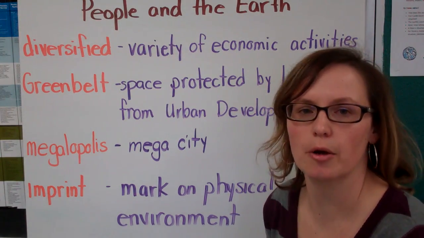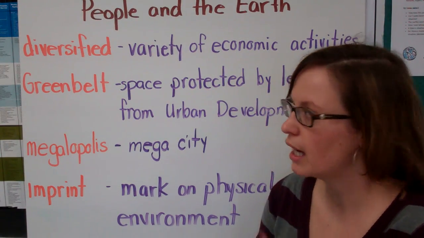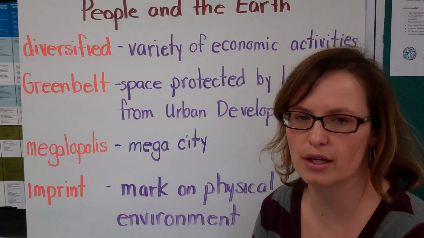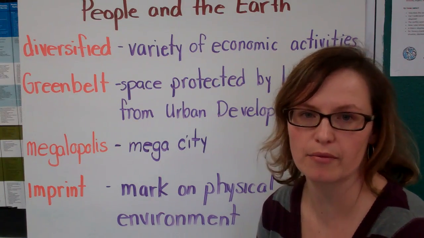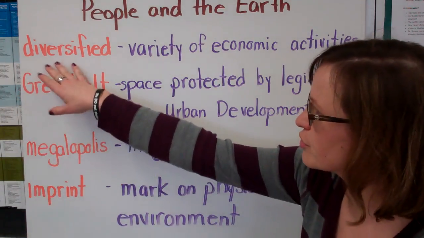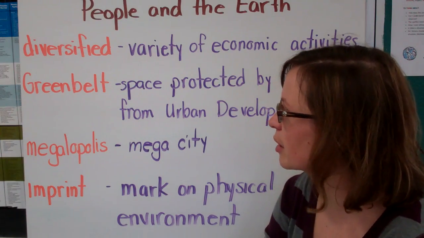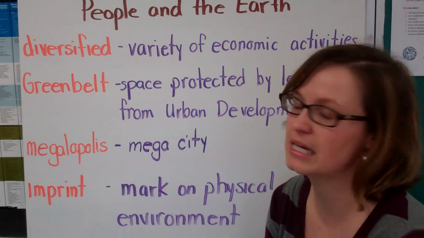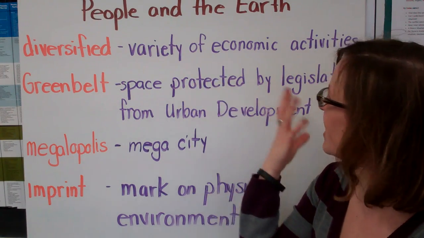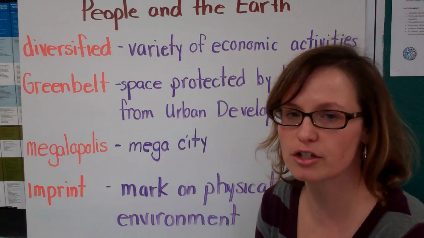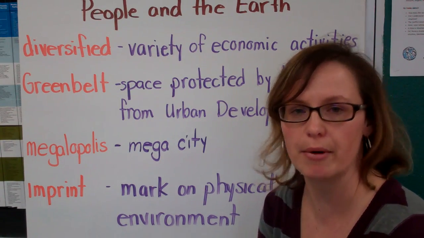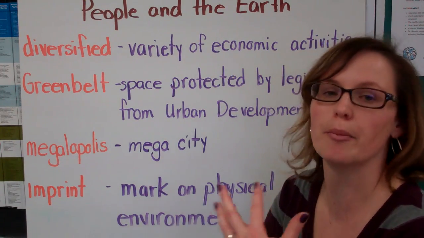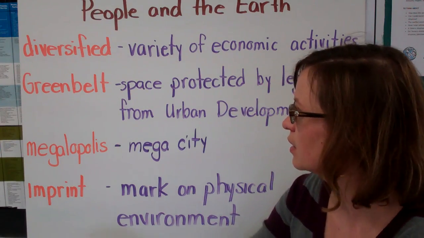Today we're going to talk about people and their interaction with the earth. I'm going to go through a few definitions so that you have this terminology for when we get further into the unit. First, diversified. When I talk about a population or a community being diversified, it means they have a variety of economic activities. So not everyone in the community is working at a primary industry or a secondary industry; there's a combination of the different levels of industry.